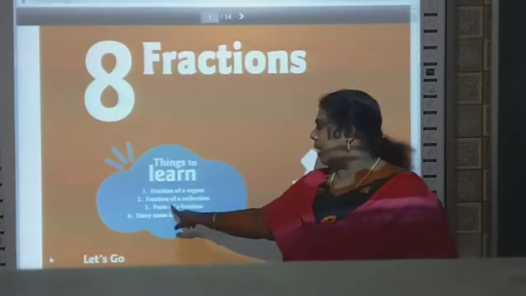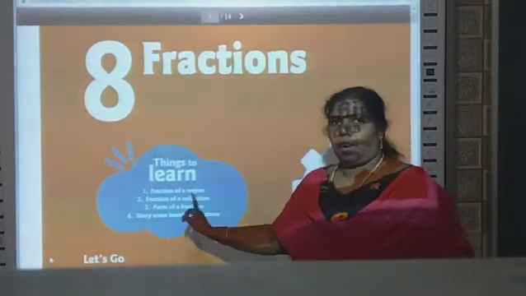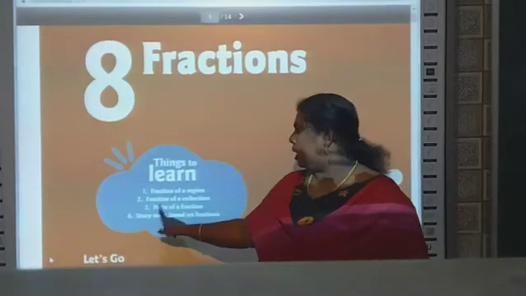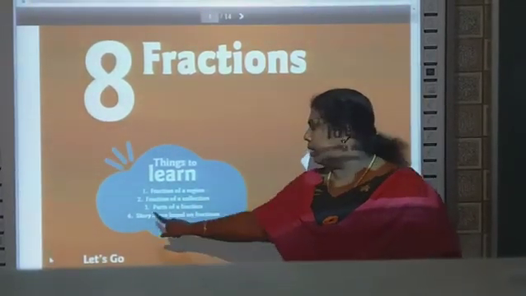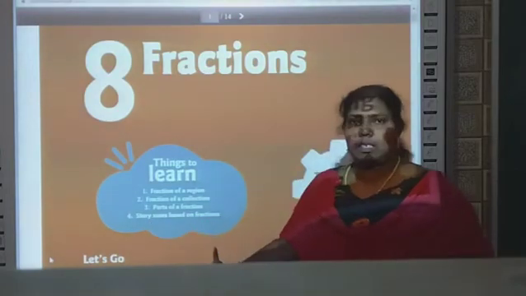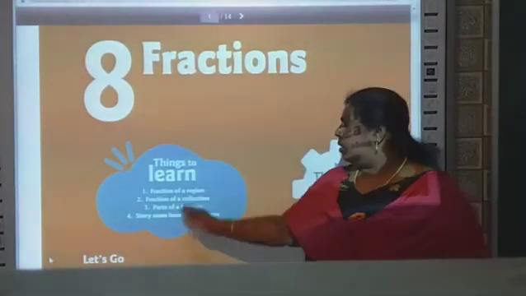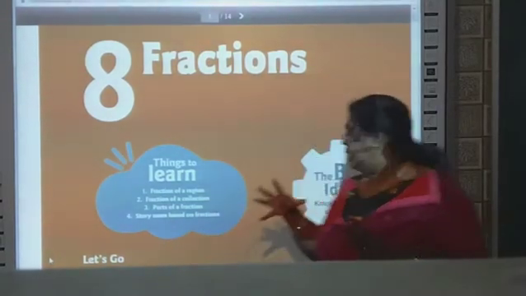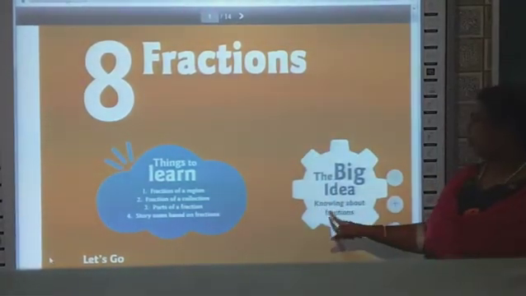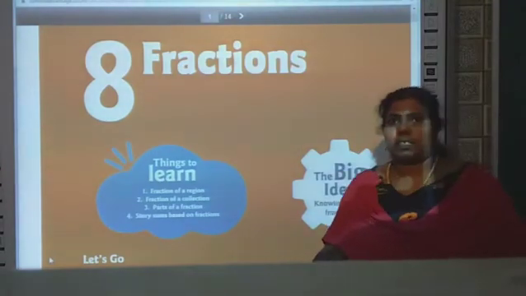The second one, fraction of a collection. The third one is parts of a fraction. The fourth one, story sums based on fraction. These four things we are going to learn in this chapter. The big idea about this chapter is that we are going to know about fractions.